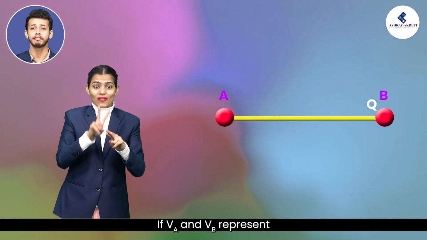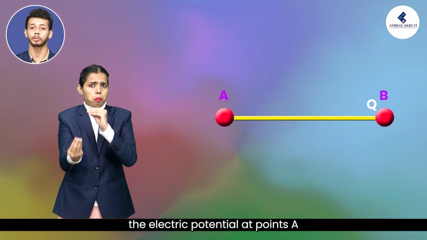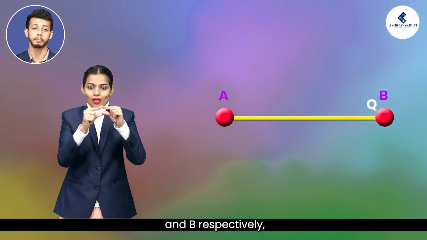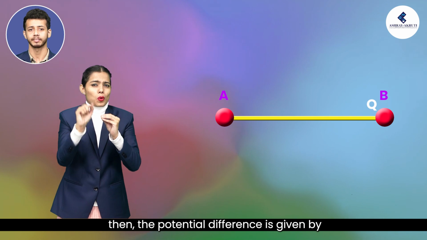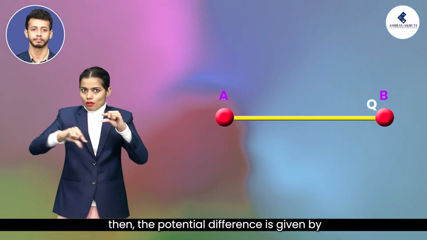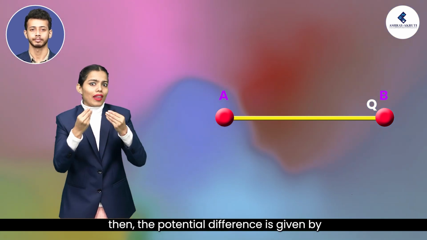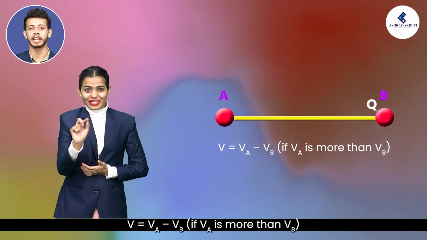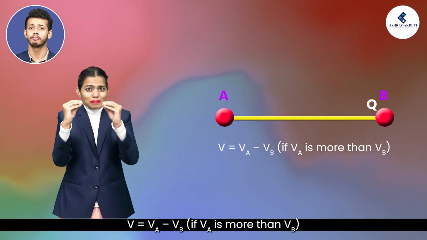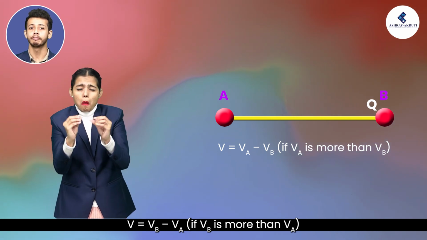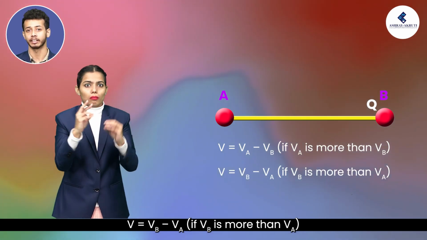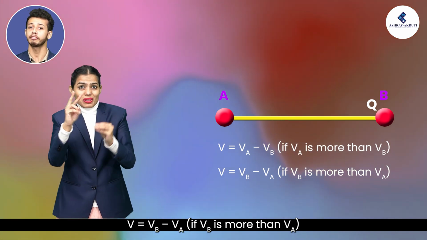Potential difference is also equal to the difference in the electric potential of these 2 points. If VA and VB represent the electric potential at point A and point B respectively, then the potential difference is given by V equals VA minus VB if VA is more than VB, and V equals VB minus VA if VB is more than VA.